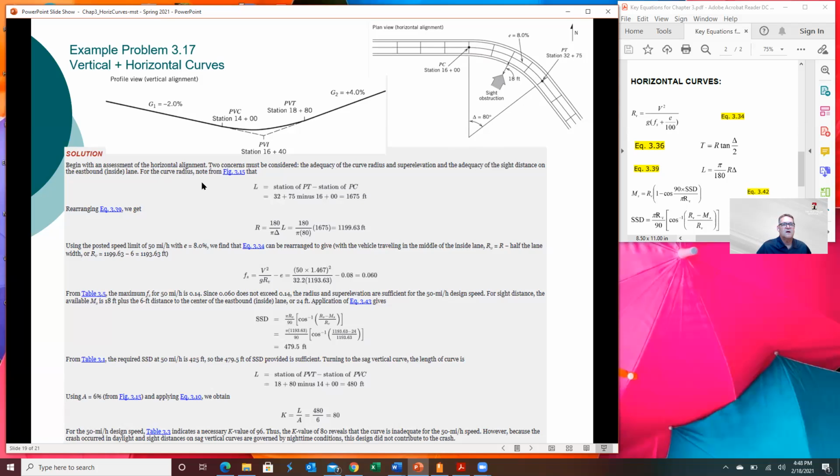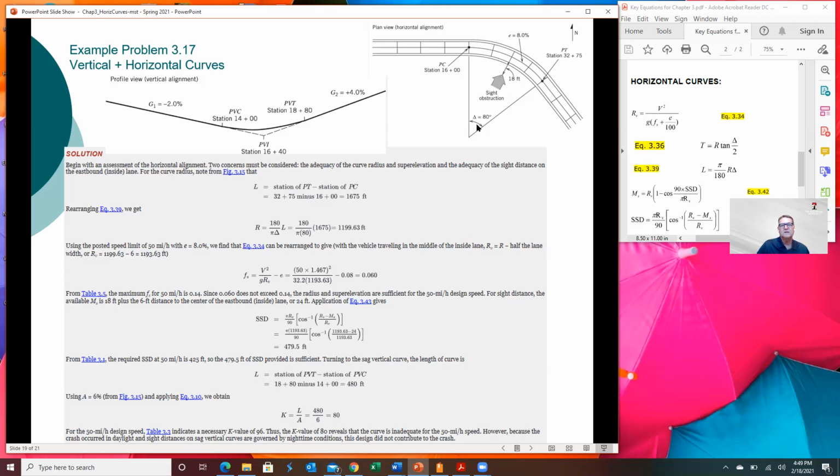For the curve radius, you can figure out the length of the curve because they gave you both the PC and the PT, 32 plus 75 and 16. So you just subtract one from the other and you end up with a length of curve of 1,675 feet. So that's part of what's given. Now you can use equation 339, and you can rearrange the terms to solve for the radius of the curve. You don't know the radius of the curve, but you know the length.